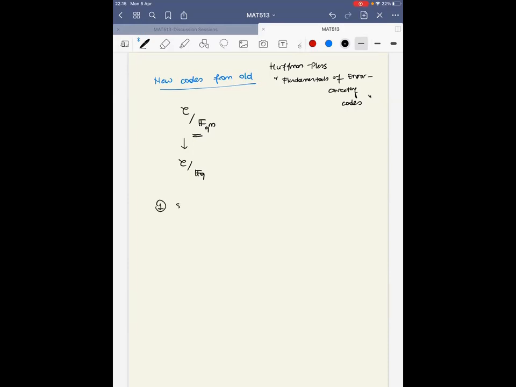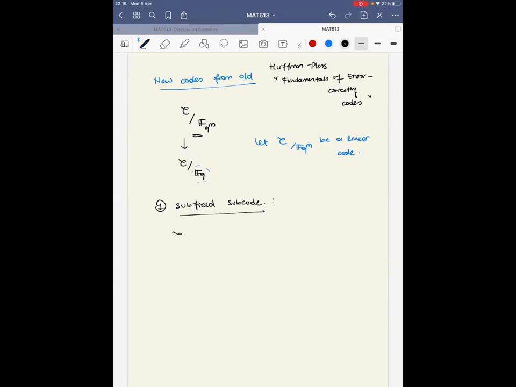The first one is the subfield subcode. So always we are in the case that a linear code over the extension field is given. Here F_q^m denotes the extension over F_q of degree m.